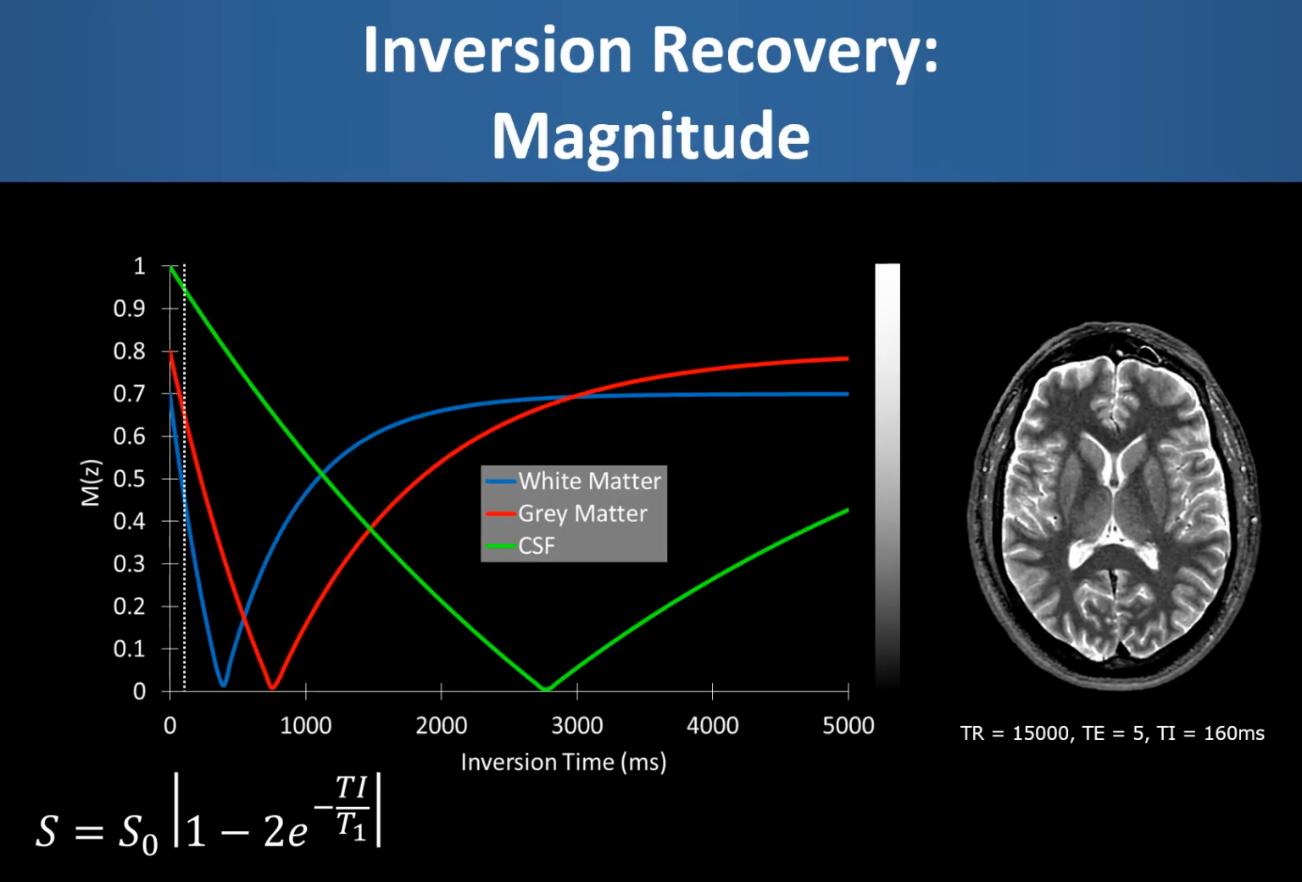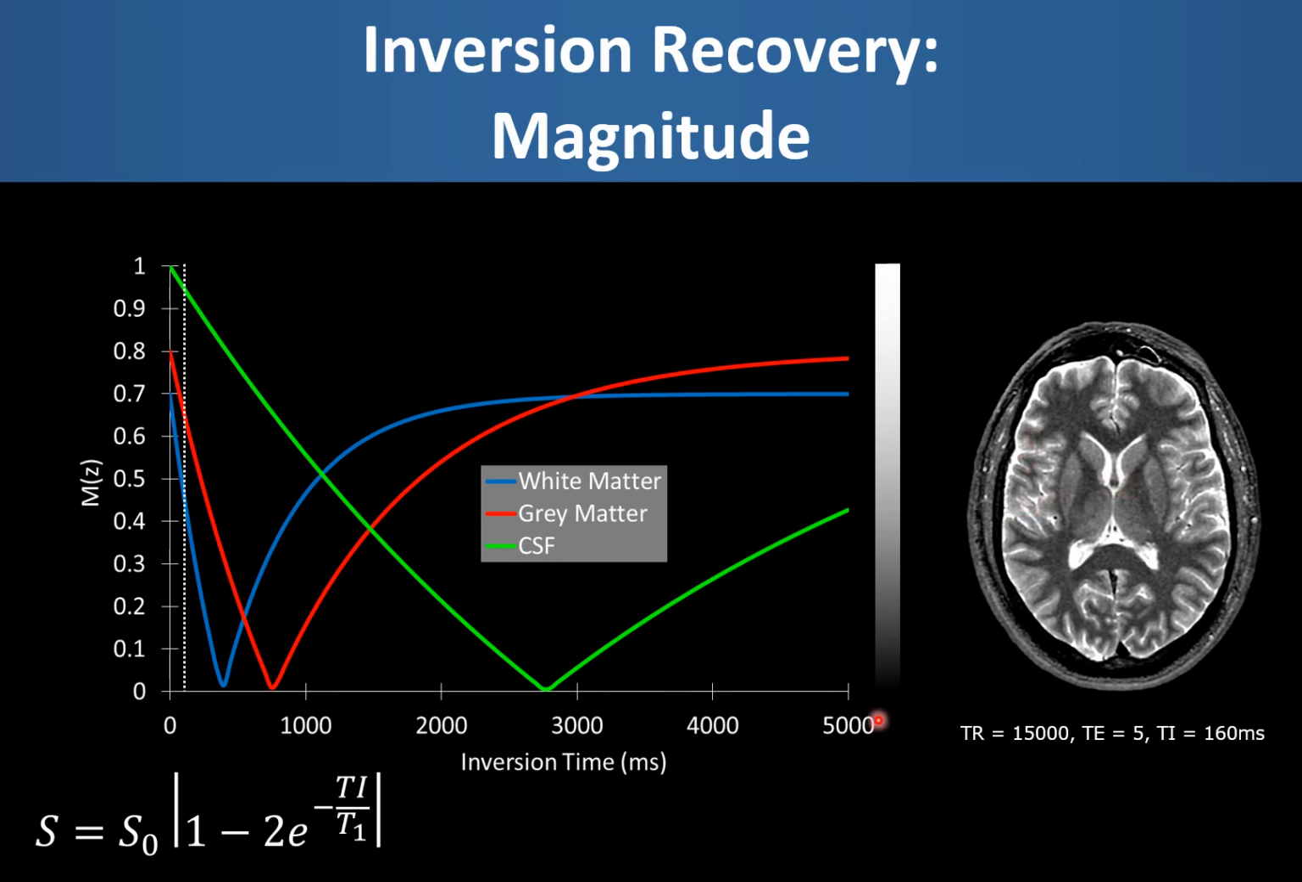What happens if we take the magnitude of the data rather than the real component? Well, everything that was negative simply becomes a positive value, and the signal recovery curves look like this. So now, for the same 160 millisecond inversion time, we can now see that the CSF is brightest, followed by grey matter, followed by white matter.